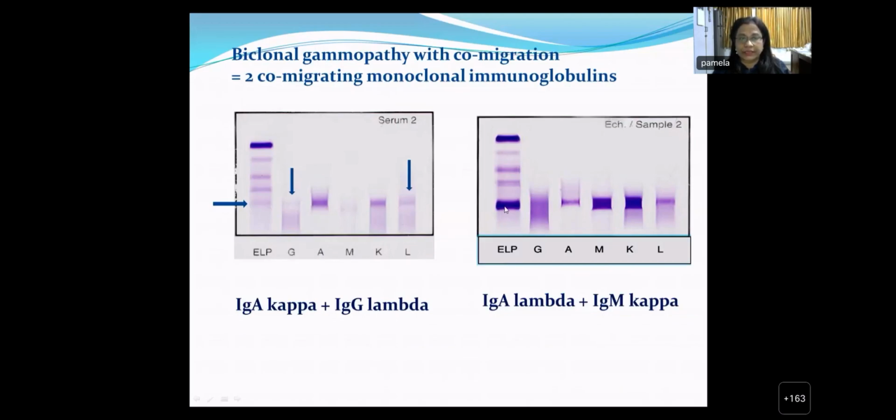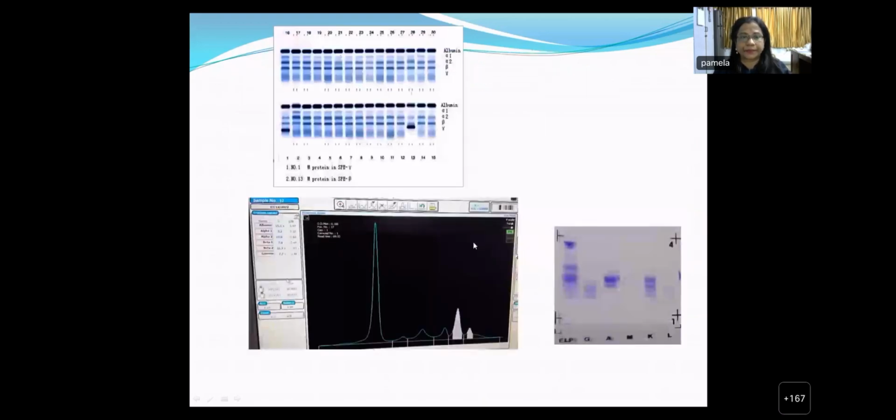So this is actually the reference pattern. The first is a reference pattern. If the reference pattern on an IFE has a band, it has to have a corresponding band in the heavy chain lane and the light chain lane. So here you have the M kappa and you have the A lambda.